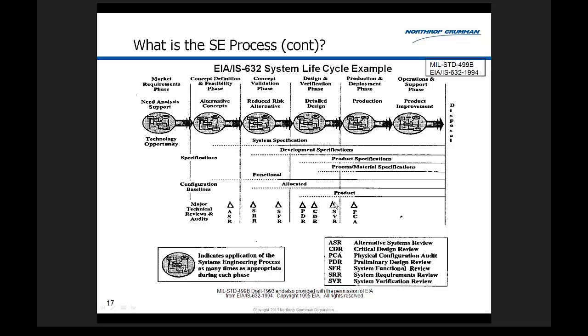And these different baselines in the system verification review is basically a functional configuration audit. And then you have a physical configuration audit. And you ask the question, does the as-built system meet the specifications? And does the as-built system match the documentation? If it does, you declare the product baseline and go into production. Okay? And I didn't mention the continuing SE processes, and finally end up with disposal.